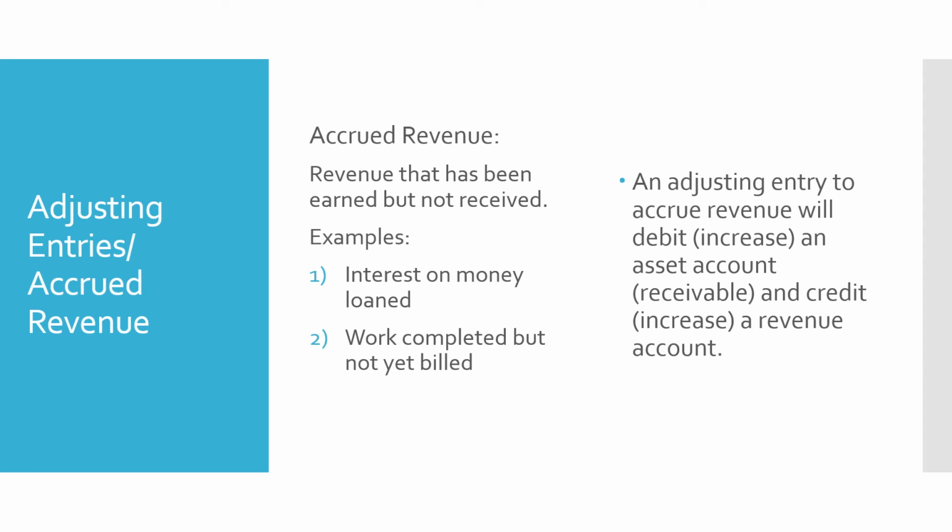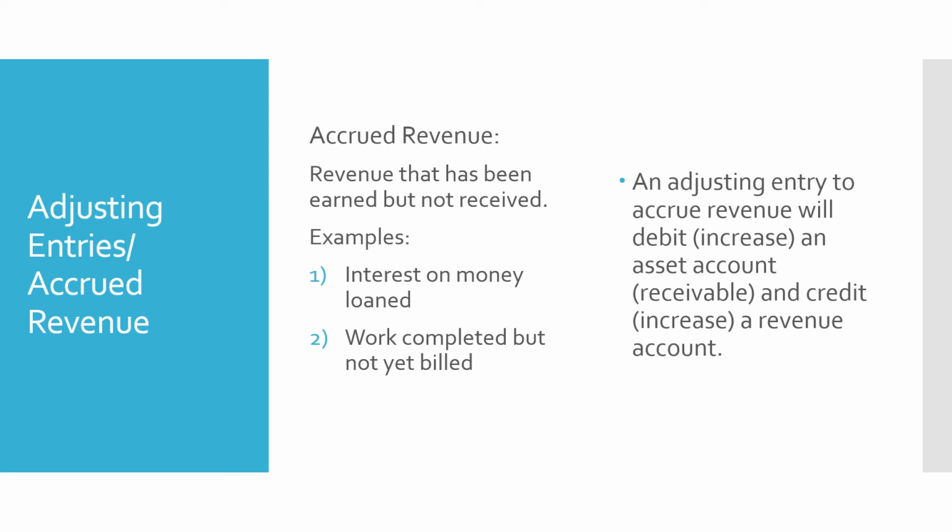The last type of adjusting entry is for accrued revenue. Remember, we used this term accrued expense in a previous video, and an accrued expense is an expense that you have incurred but not yet paid. Here, an accrued revenue is a revenue that has been earned but not received. So, interest on money that you have loaned, work that you have completed but not yet billed.